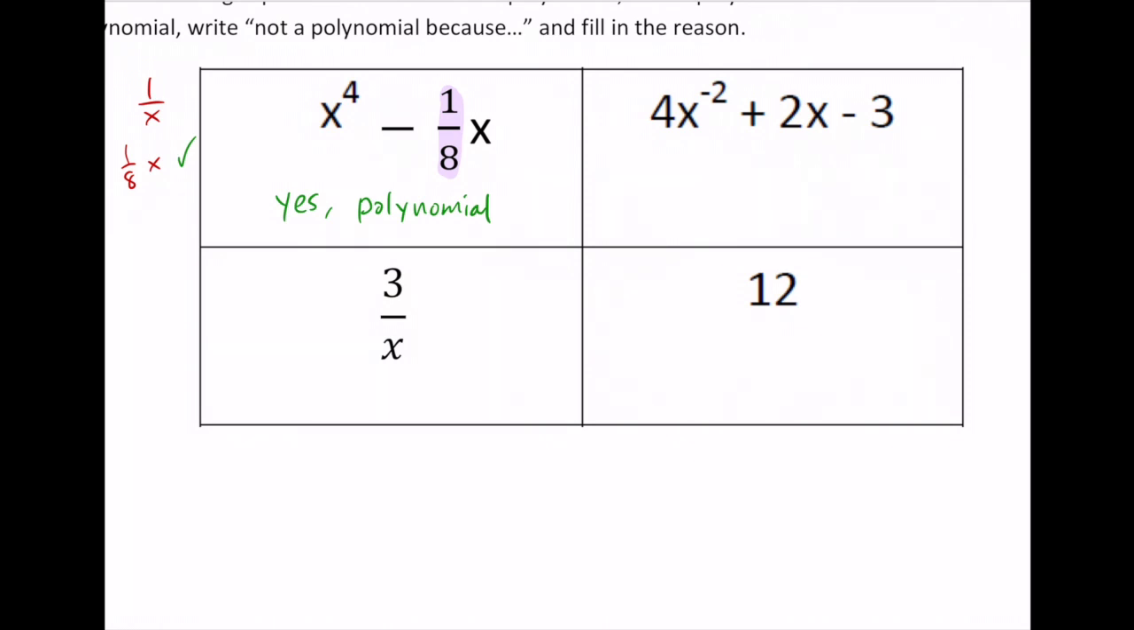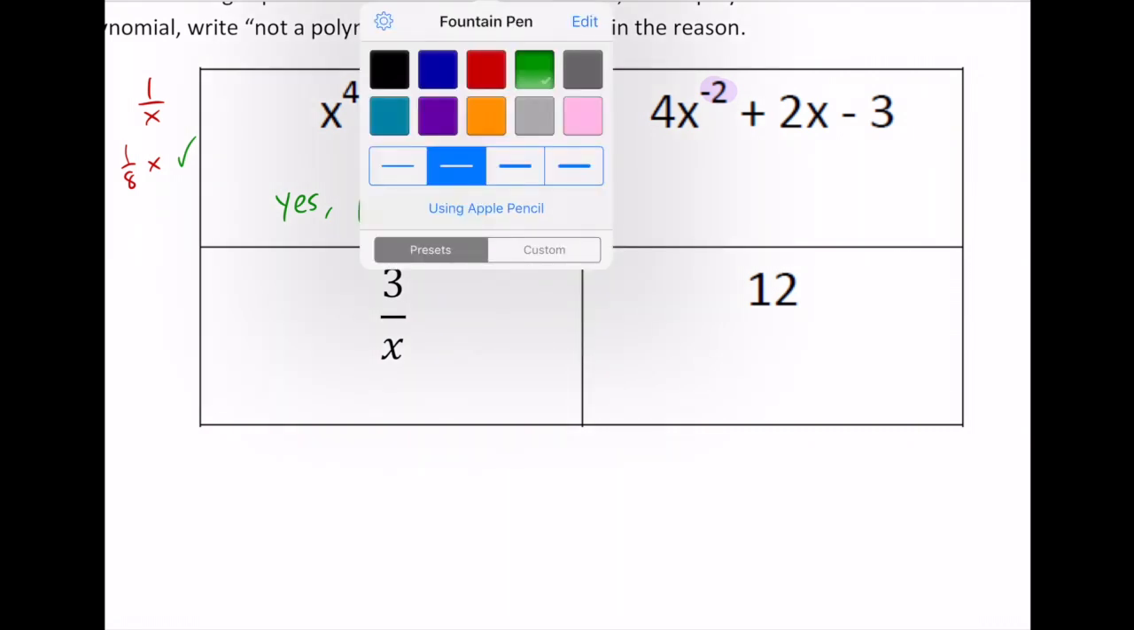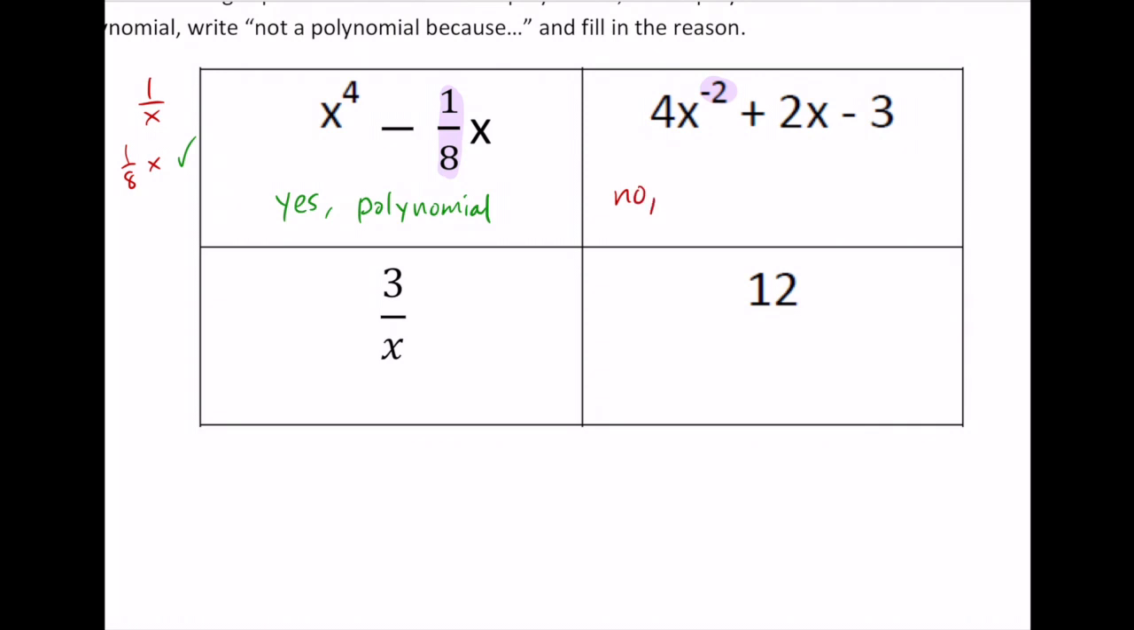Let's look over here. One big thing we can see right away is that -2. So we want to say no, it's not a polynomial, and we want to say why. That's because it has that negative exponent. Right, over here, our x variable is at the bottom of a fraction. That's a big no-no here, so we say no, it's because we have division of a variable.